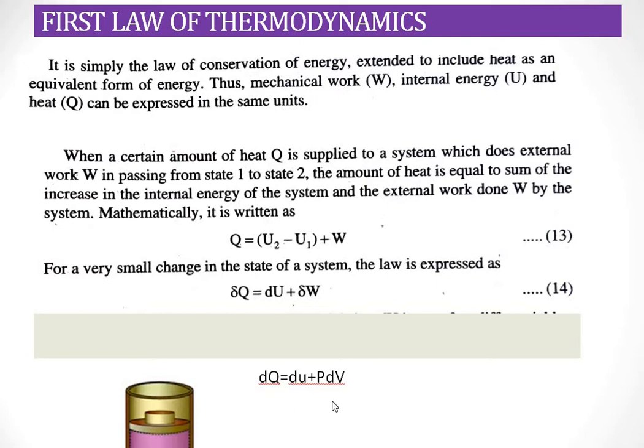In the case of an adiabatic process, we know that the walls are insulating. There will not be any absorption or rejection of heat between the system and the surroundings. So the amount of heat entering or leaving the system is equal to 0. At that time, what will be dQ? dQ is equal to 0 in the case of an adiabatic process. So when we write the first law for an adiabatic process, we can write dU plus pdV is equal to 0.